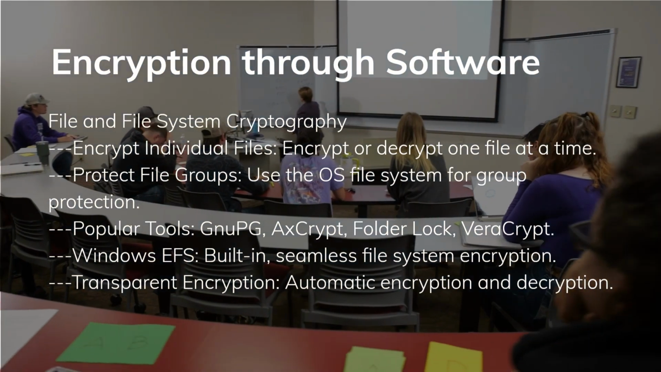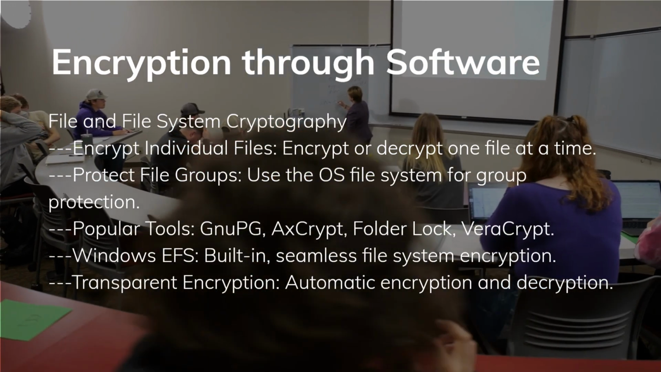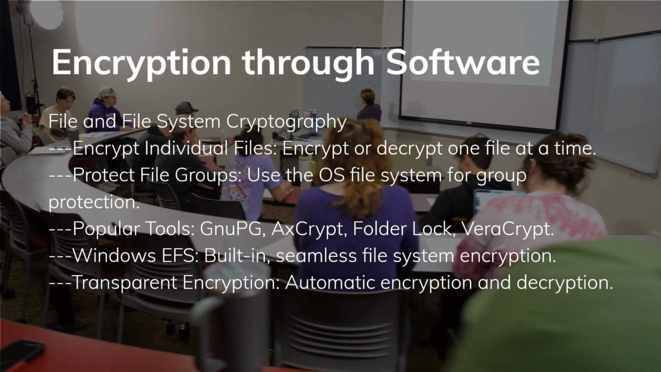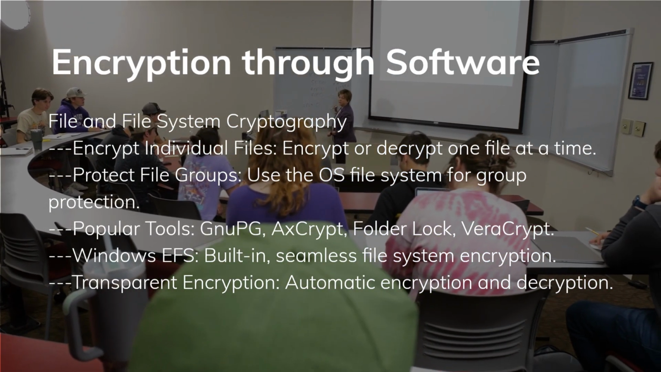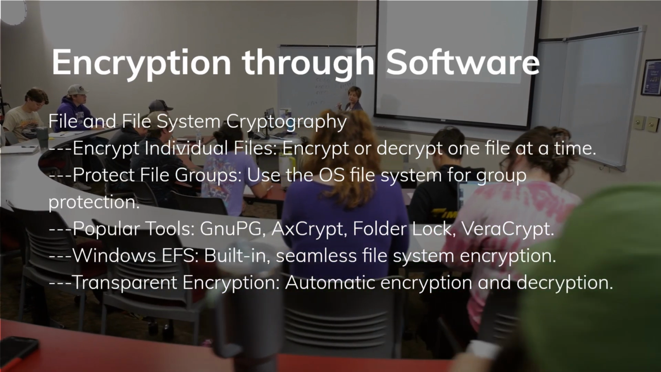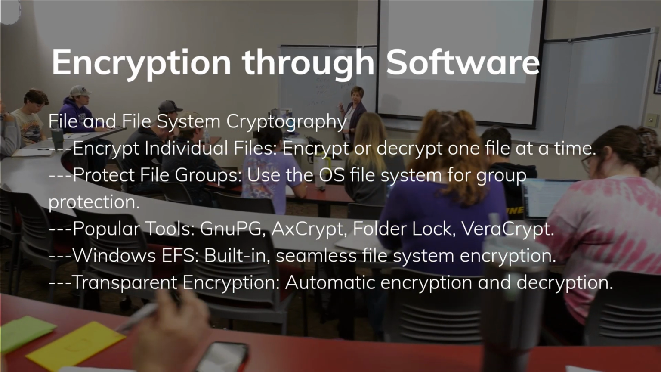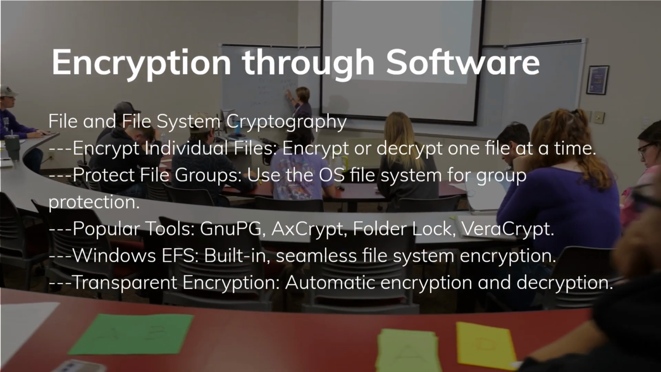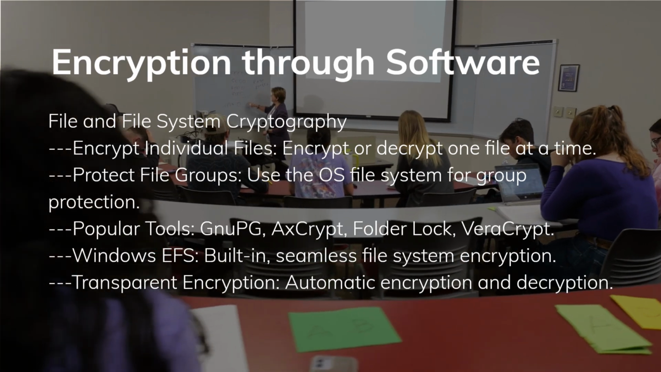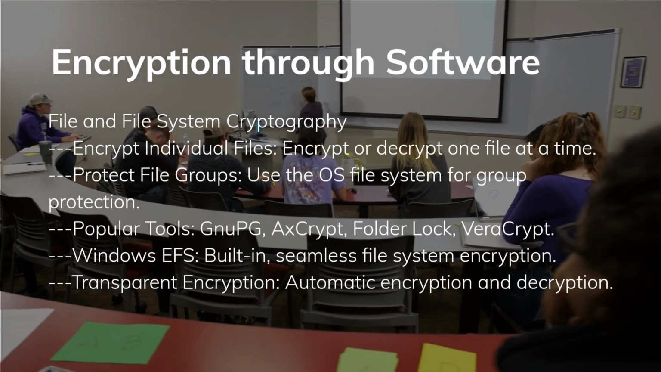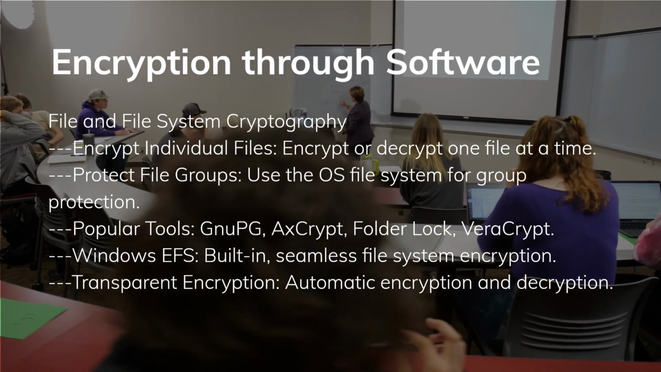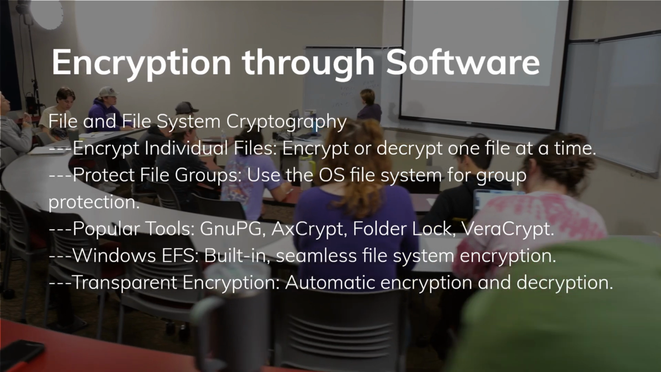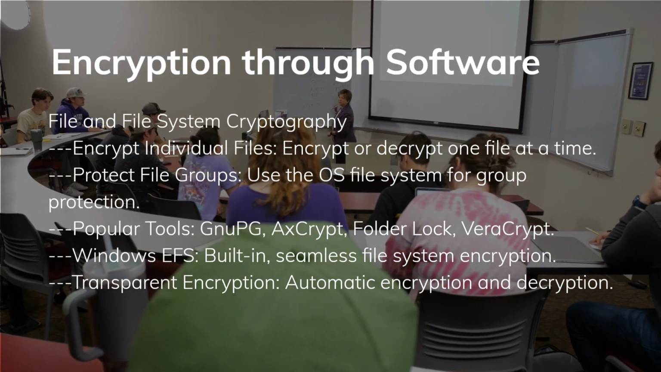File and file system cryptography involves using encryption software to protect data. You can encrypt or decrypt individual files using file-level encryption, or protect groups of files by leveraging the operating system's file system capabilities. There are various third-party tools available for encryption, including GNU Privacy Guard, GnuPG, AxCrypt, Folder Lock, and VeraCrypt. Microsoft Windows offers a built-in Encrypting File System, EFS, which integrates tightly with the file system, making encryption and decryption processes seamless and transparent to the user.